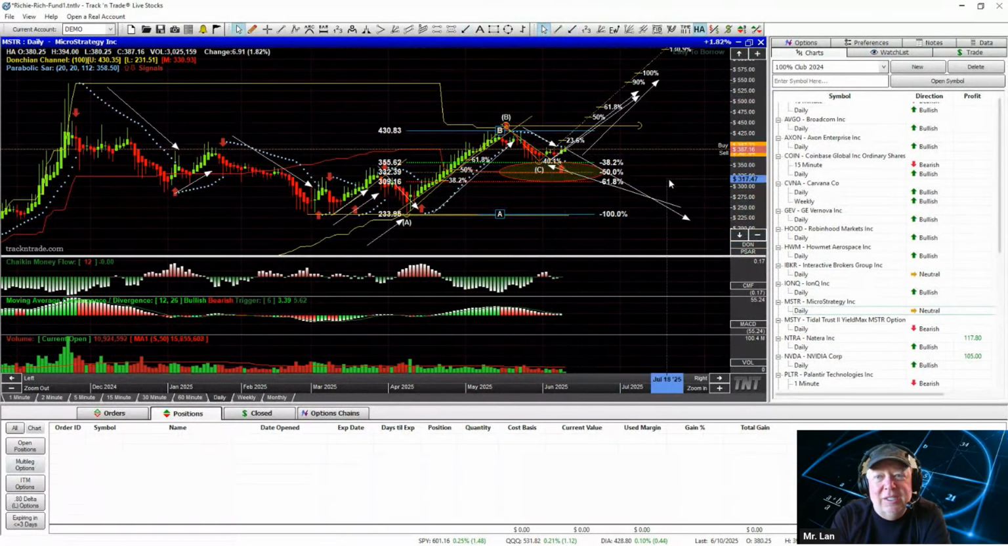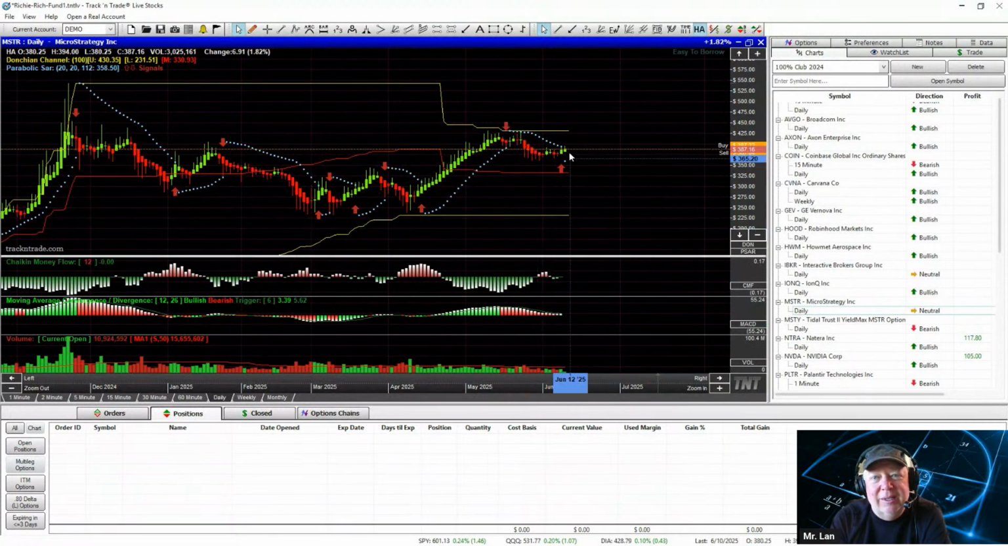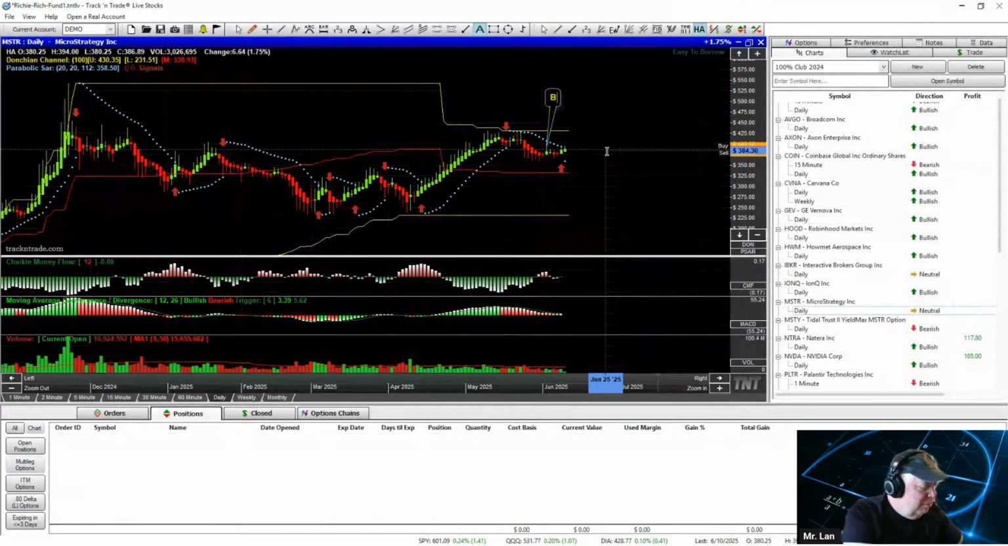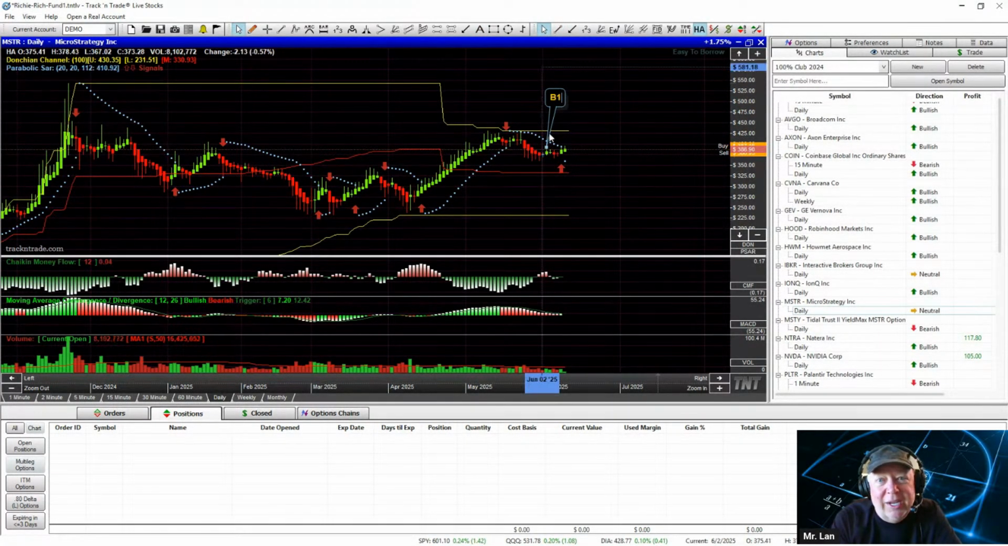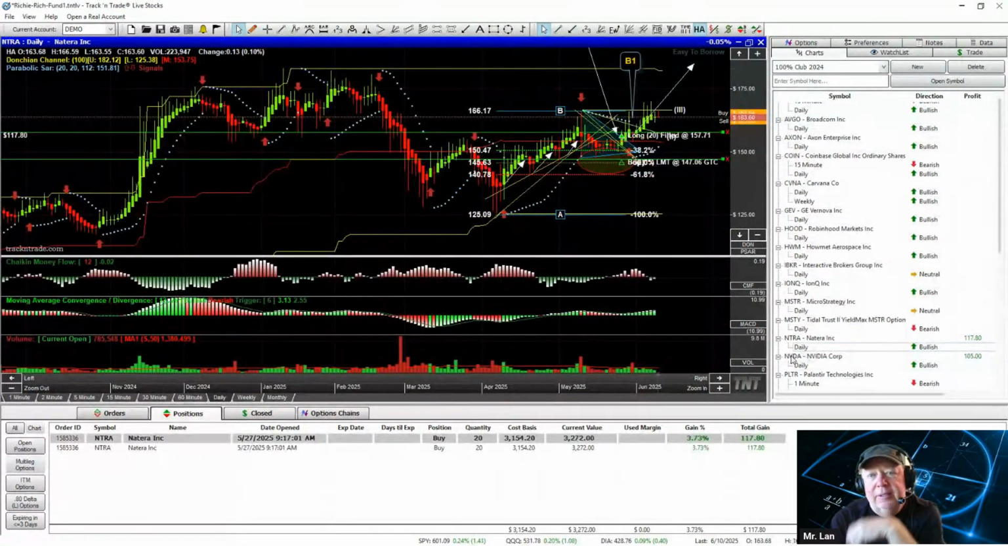MSTR, everything's giving a signal that it should be going back up, right? I mean, that's what that's telling us. We've just broken the blue light. That's a B1. We love B1s. But that would mean Bitcoin's going to rise in price. I hope Bitcoin rises in price, because I sure got a lot of it. All right.